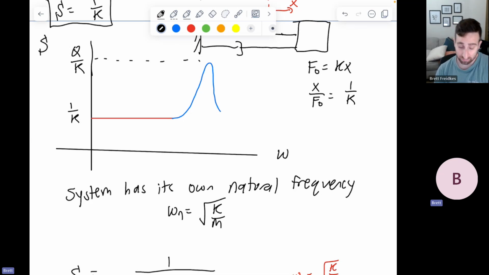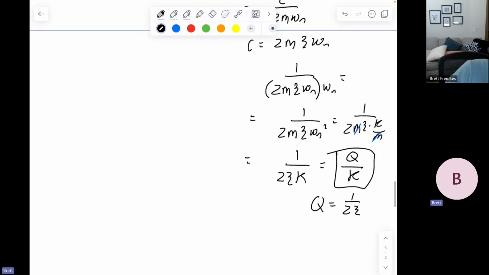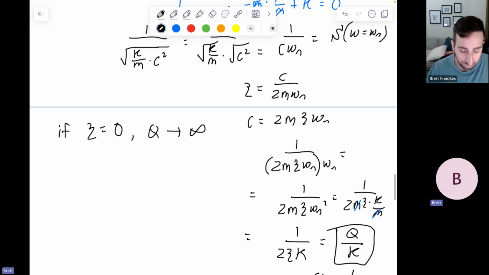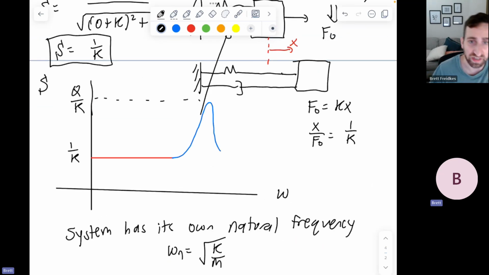If you have no damping, so if zeta is equal to 0 because there's no damping at all in the system, what that means is that Q goes to infinity, right? Because Q is 1 divided by 2 zeta. Zeta 0 will jump up, which means that our peak will go all the way to infinity. Which basically means that if you oscillate the system at its natural frequency, you will have a huge response, massive response. With damping, it minimizes that response because we're taking energy out of the system.